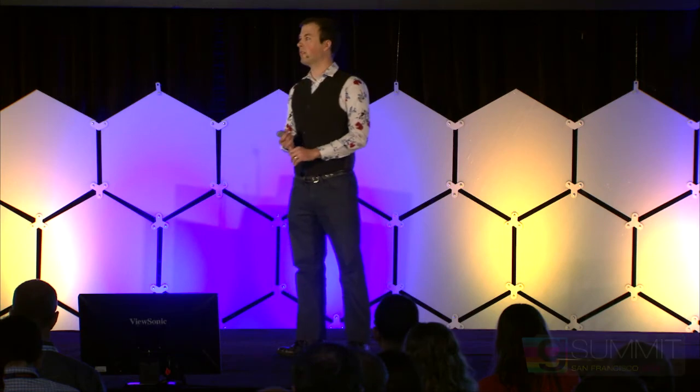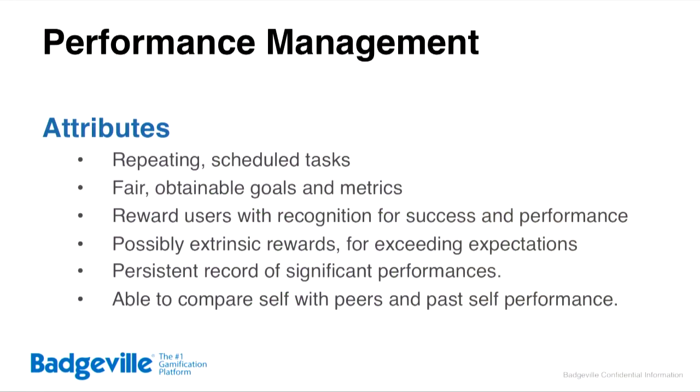You can potentially integrate extrinsic rewards into a performance management system, particularly for exceeding goals. Persistent record of significant performances. This one's important because it's scheduled. The whole idea is that the system will reset on some sort of interval to allow people to do it over again. If you create a system like that, people are going to get burned out if all of their progress gets wiped out periodically. So recognizing significant achievements, let's say it's monthly, you've broken your monthly goal, making some sort of persistent record of that is really important in a performance management system. How many times did you break your monthly goal?